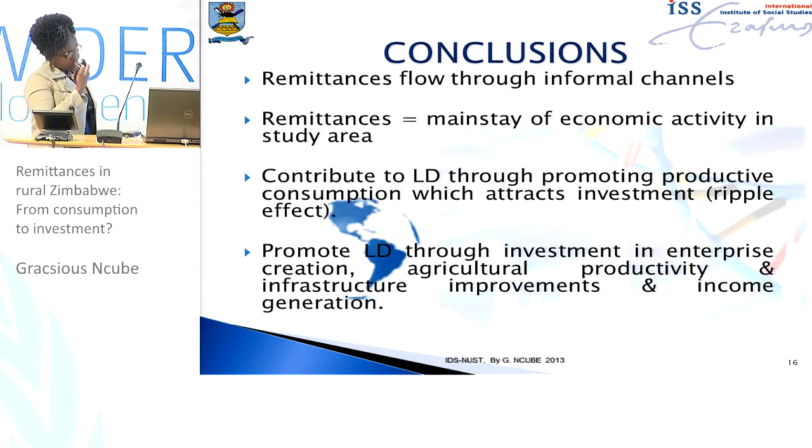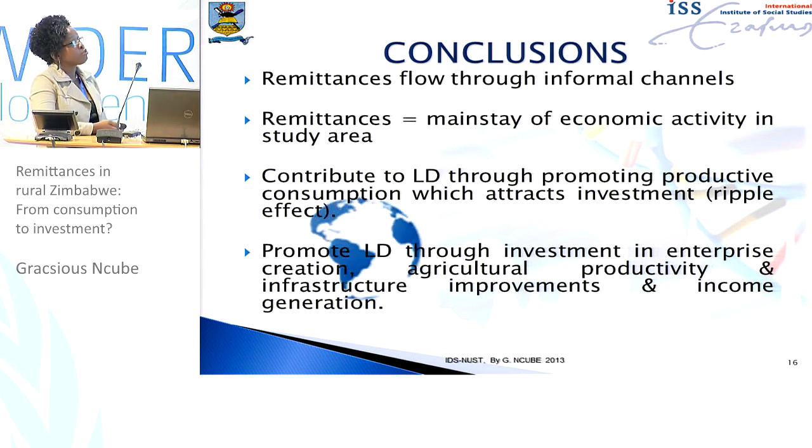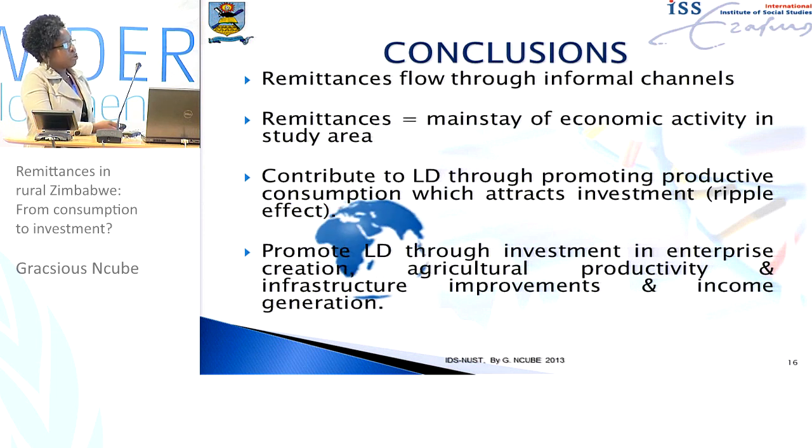Now, in conclusion, it is noted that remittances flow through informal channels to village two in Chorocho district, and they are the mainstay of economic activity in the study area. They contribute to local development through promoting productive consumption, which attracts investment, and that's a ripple effect. And they promote local development through investment in enterprise creation, even if the receiving households themselves do not invest, but they attract investors from outside who are then coming to try and assimilate as much of the remittances as is possible. They also promote investment through increasing agricultural productivity and infrastructure improvements and income generation.